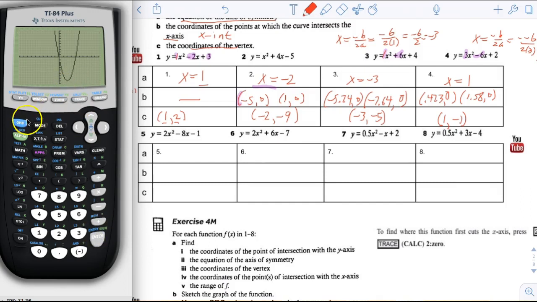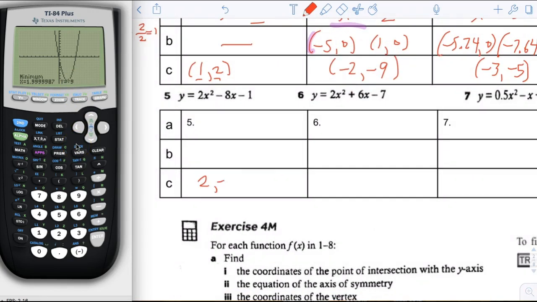Okay, let's find the vertex by doing second calc minimum. Left bound, enter. Right bound, enter. Guess. So 1.999 is the same thing as 2, so it's actually 2 comma, is that negative 9? I can't really see. 2 comma negative 9, I think is what it says. That's the vertex, I think. Okay, we can check to see if it's really 2, negative 9 by looking at the table. Let's check. 2, yeah, it is 2, negative 9. Okay, so if the vertex is 2, negative 9, what's the axis of symmetry? Well, the axis of symmetry is the x value of the vertex, of course, so it's x equals 2.